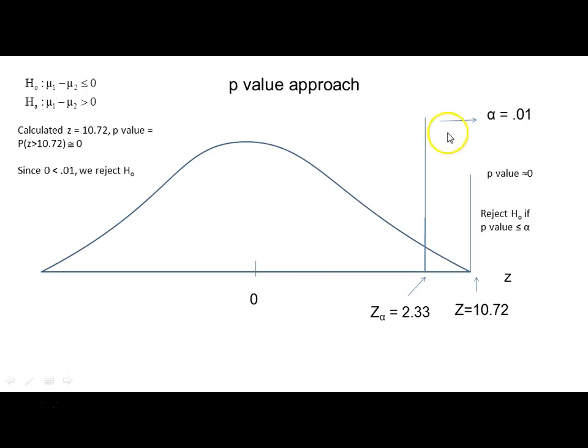Looking at the p-value, remember with the p-value, we're going to compare two probabilities rather than comparing two z-values. One of those probabilities is the alpha level, which was here 1%. The other is the p-value, which we just calculated to be very close to 0. And if the p-value is smaller than alpha, that tells you that you're out in the rejection region.